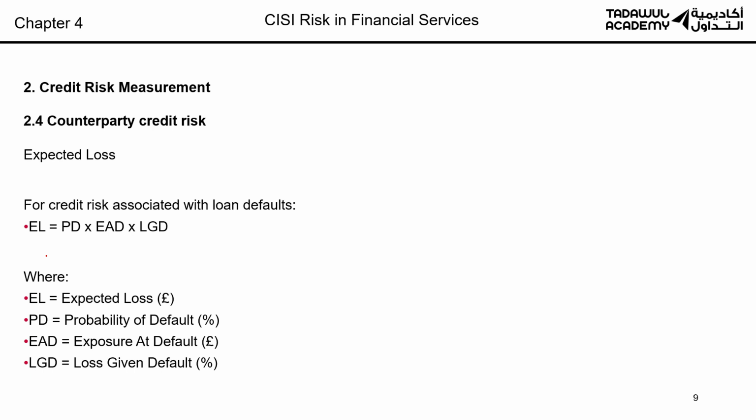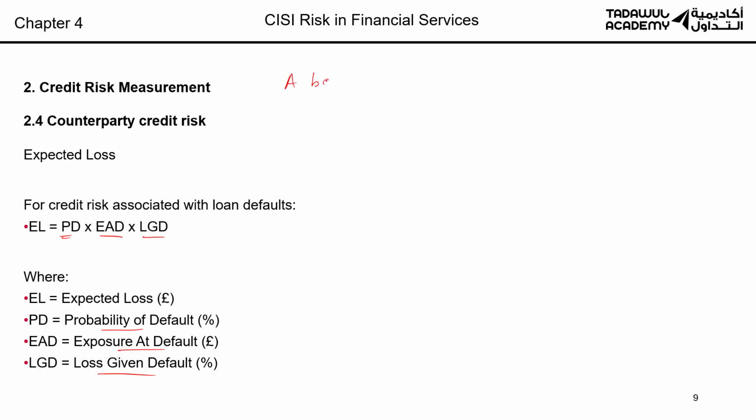What numbers do you use? You're expected to know what PD, EAD, and LGD mean. Basically, that's it. Very rarely would CISI give you numbers and then ask you to calculate. We are going to take a case study now, just to tell you what these numbers mean. But for the exam, just memorize probability of default, exposure at default, and loss given default. So let's do a quick example here.